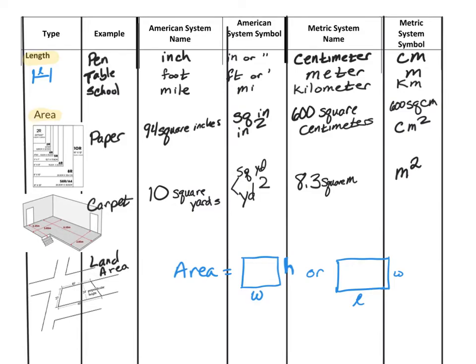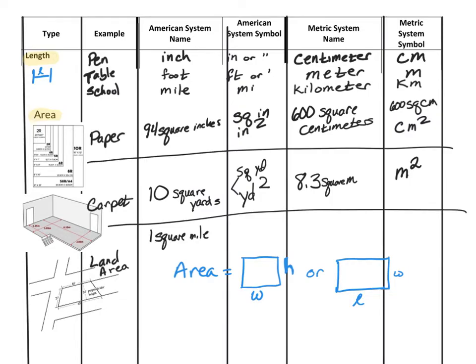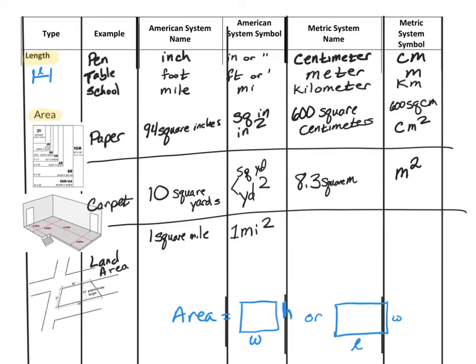For a piece of land, we might measure it as 1 square mile, which we would abbreviate as MI squared. If we were to look at that in the metric system, we might see that that is about 2.5 square kilometers, or km squared. So notice that no matter what measurement we do, if we're measuring area, it'll say square in some way. Now let's look at how we measure the volume.